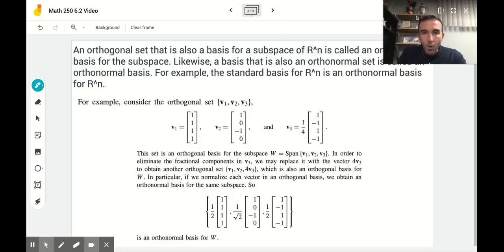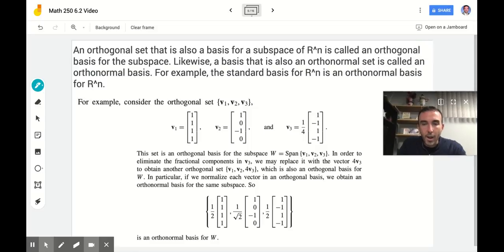All right, so an orthogonal set that is also a basis for a subspace of Rn is called an orthogonal basis for the subspace. So we can just carry that concept of orthogonality over to bases as well. Likewise, a basis that is also an orthonormal set is called an orthonormal basis. For example, the standard basis for Rn is an orthonormal basis for Rn.